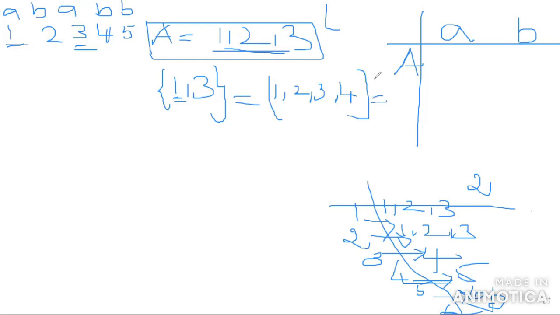Here this is a new state. The new state, mark it as capital B. So here A comma A is capital B. Okay. So here A is 1, 2, 3 and B is 1, 2, 3, 4.